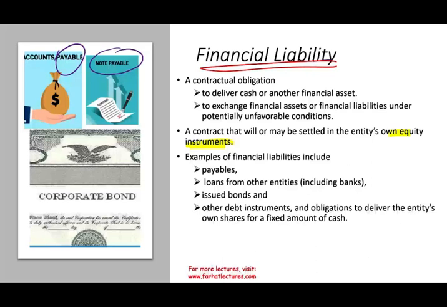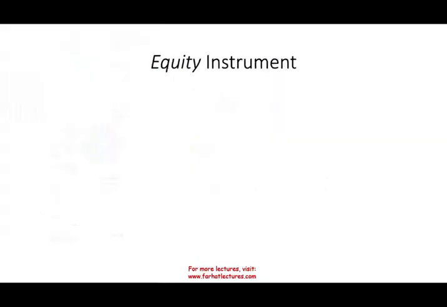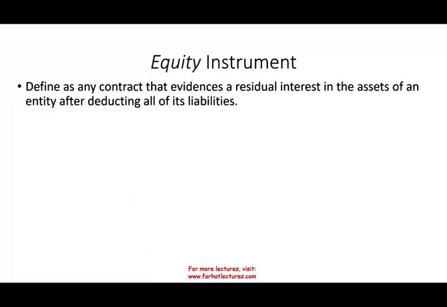Other debt instrument, an obligation to deliver an entity's own shares for a fixed amount of cash. Again, any debt that you're going to have to deliver stocks for, like convertible debt, that's a financial liability. Written put option, when you write a put option, when you are responsible for buying, those are financial liabilities. Equity instruments, what are equity instruments? Equity instruments are defined as any contract that evidences a residual interest in the assets of an entity after deducting its liabilities. That's what an equity instrument is.